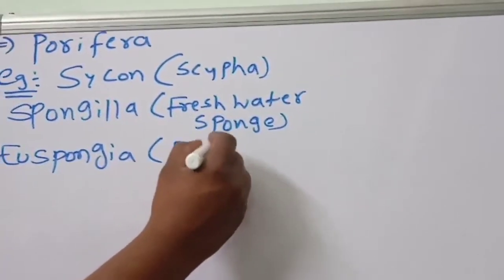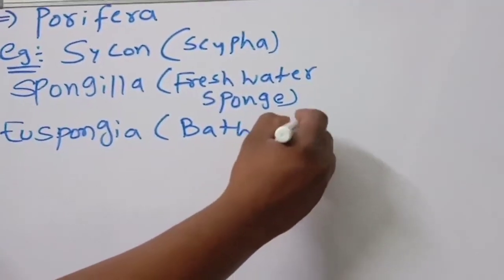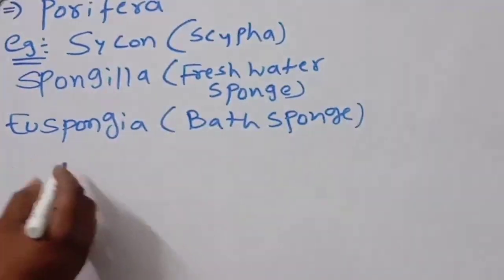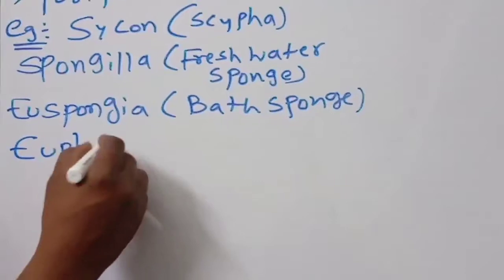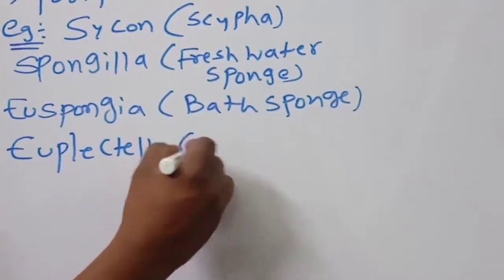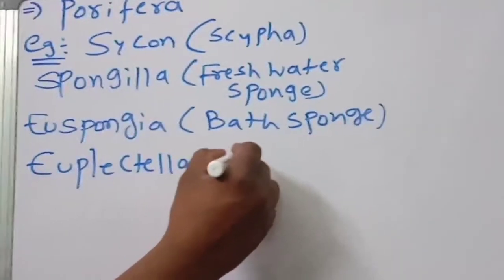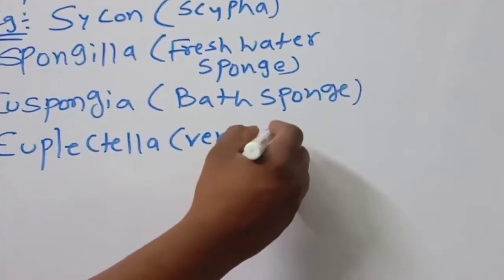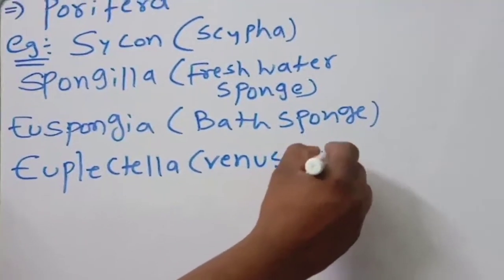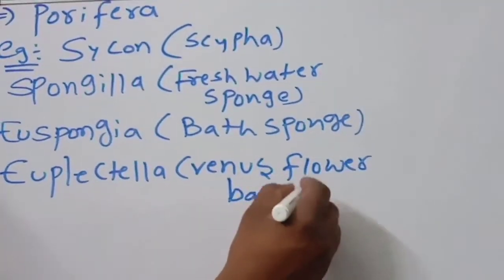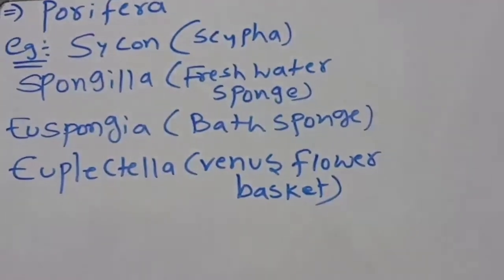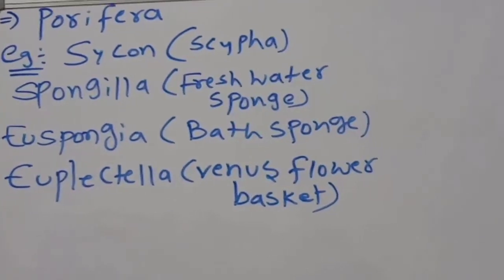Bath sponge. These all are neat bits, my examples, must and should. Bath sponge and Euplectella. Euplectella is called Venus flower basket. These all you have to remember. So these are examples of Porifera.